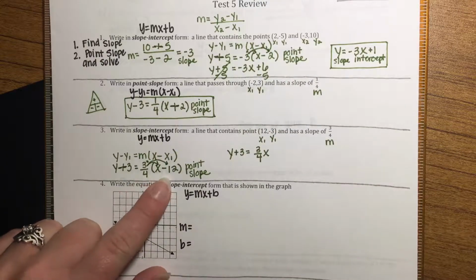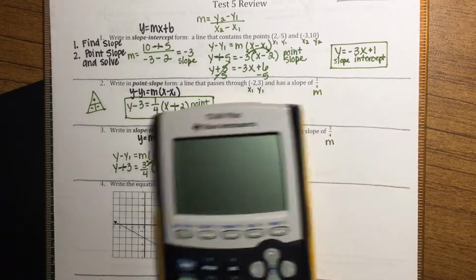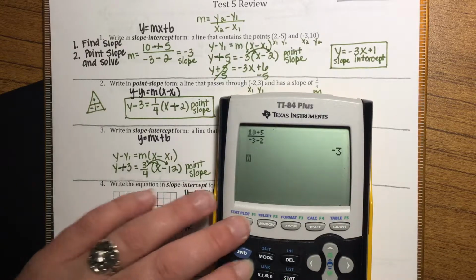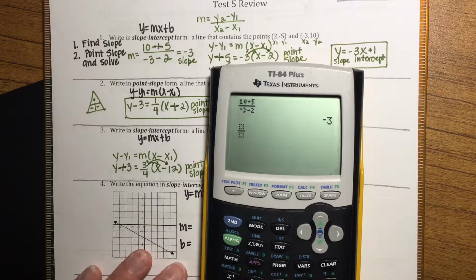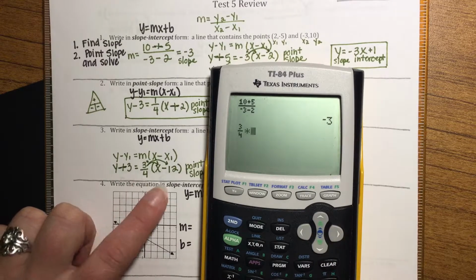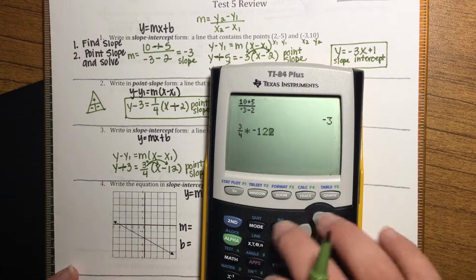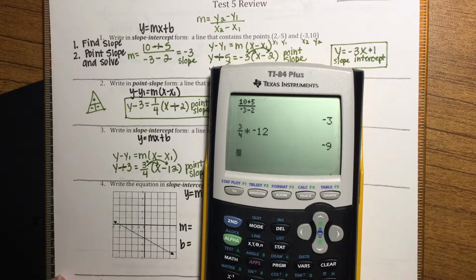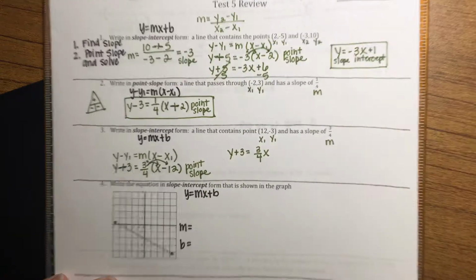Then I have 3/4 times -12, that's where we can use our calculator to help us out. Alpha y equals, enter to get my fraction. I have 3/4 times -12, which gives me a -9.